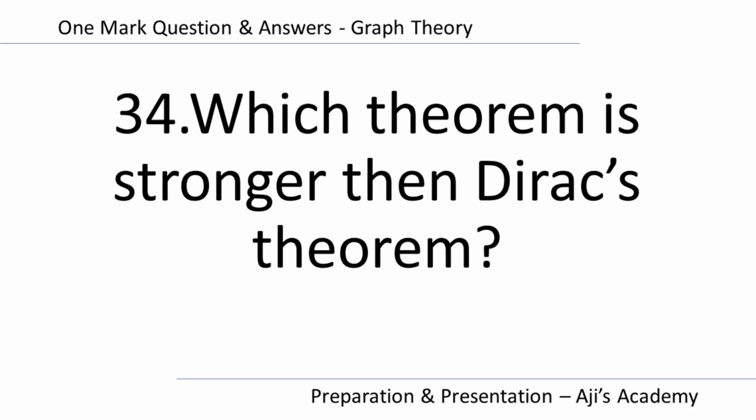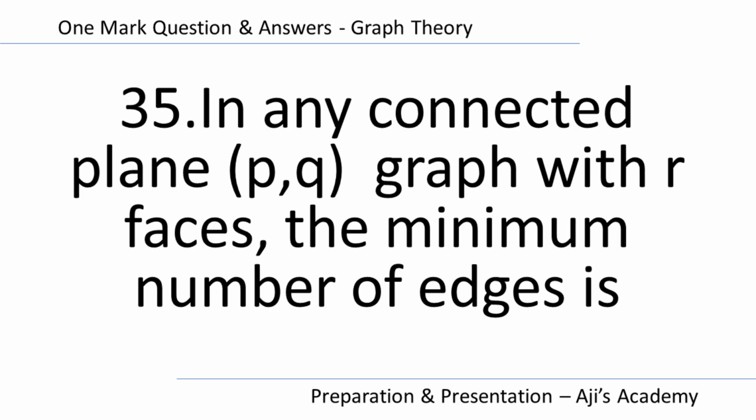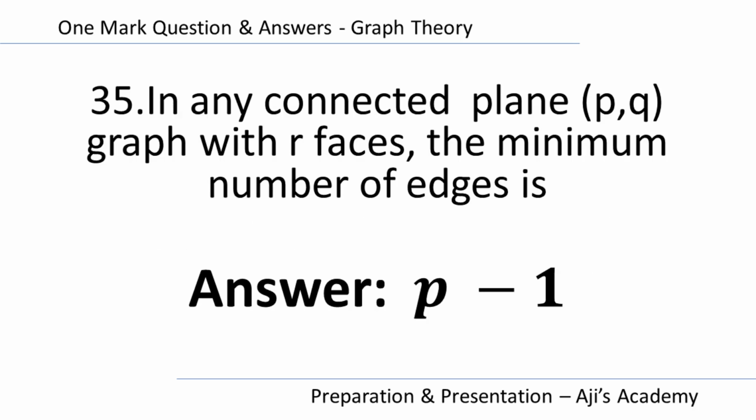Question number 34. Which theorem is stronger than Dirac's theorem? Answer is Chvatal's theorem. Chvatal's theorem is stronger than Dirac's theorem. Question number 35. In any connected plane (p, q) graph with r faces, the minimum number of edges is? Answer is p minus 1.